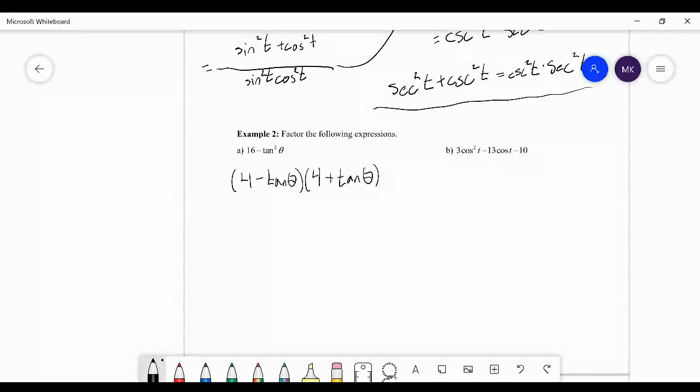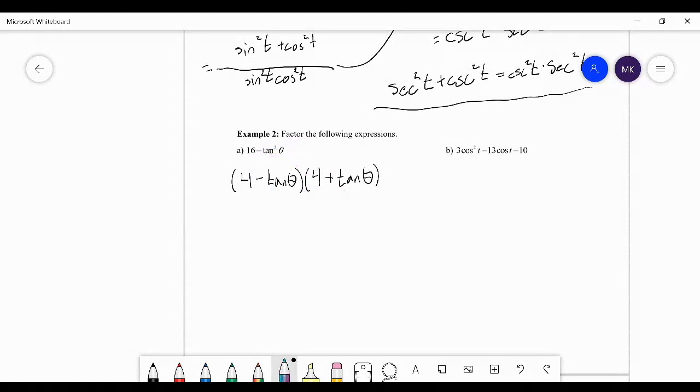And so if you think about multiplying this out, we would do 4 times 4, which gives us 16. 4 times positive tangent theta gives us 4 tan theta. The negative tan theta times 4 gives us negative 4 tan theta. And so when I have positive 4 tan theta and a negative 4 tan theta being added together, they cancel each other out and those pieces are gone. Then we end up with negative tangent theta times positive tangent theta, which gives us negative tangent squared theta. And so that is how that works.